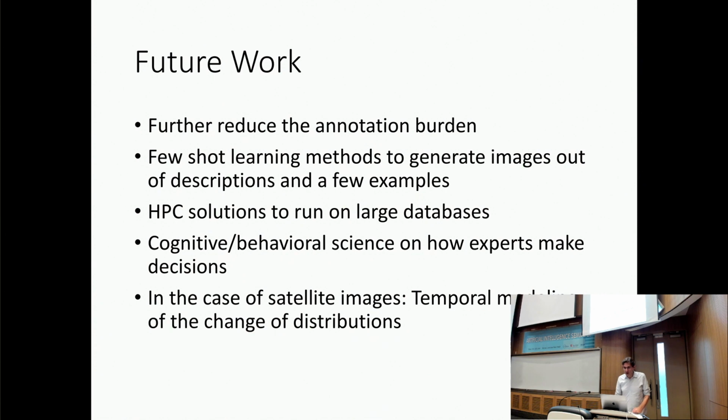There are questions about how experts make decisions on this, where it is that experts look, and why experts make different decisions, different diagnoses on the same image. So, studying their behavior. And in the case of satellite images, how do we do temporal modeling for the change of distributions?